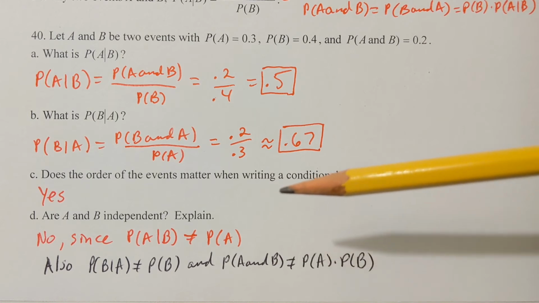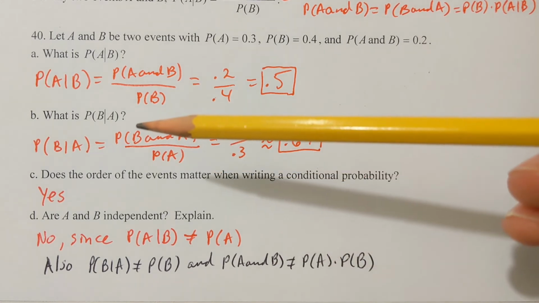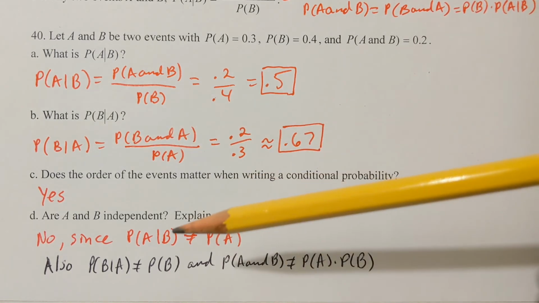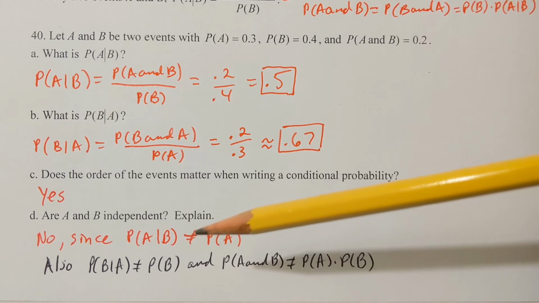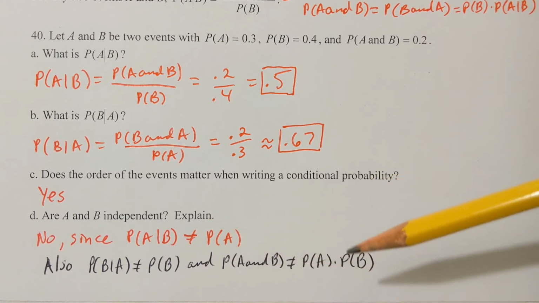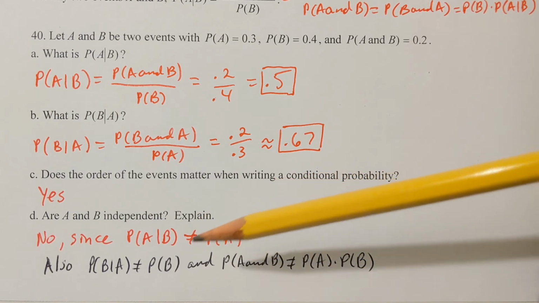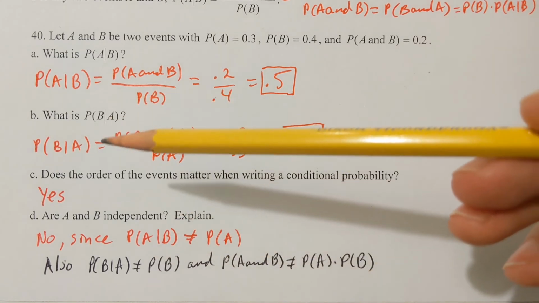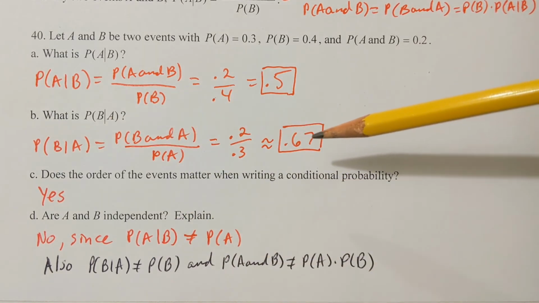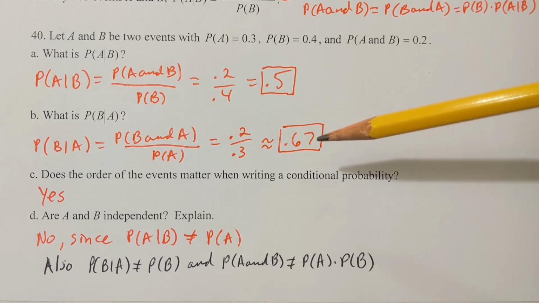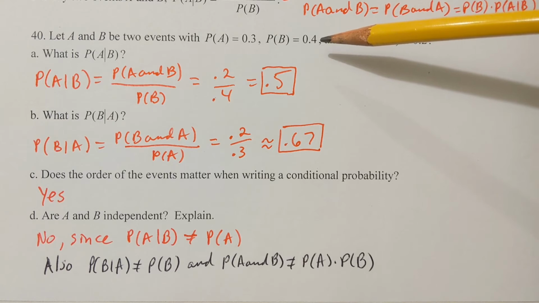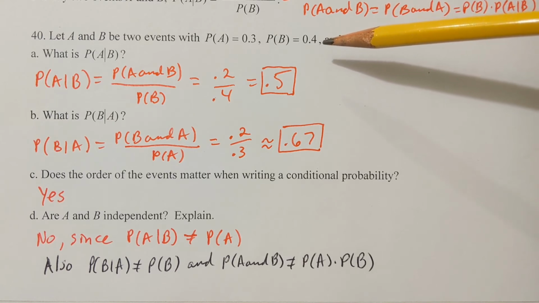Okay, now you could have also looked at part B. Probability of B given A is 0.67. And by the way, if one of these is going to be negative, then all of them are going to be negative. It's not like one's going to say one thing and the other's going to say something different. Okay, so also the probability of B given A is 0.67 roughly. That's not the same as the probability of B, right? Probability of B is 0.4.